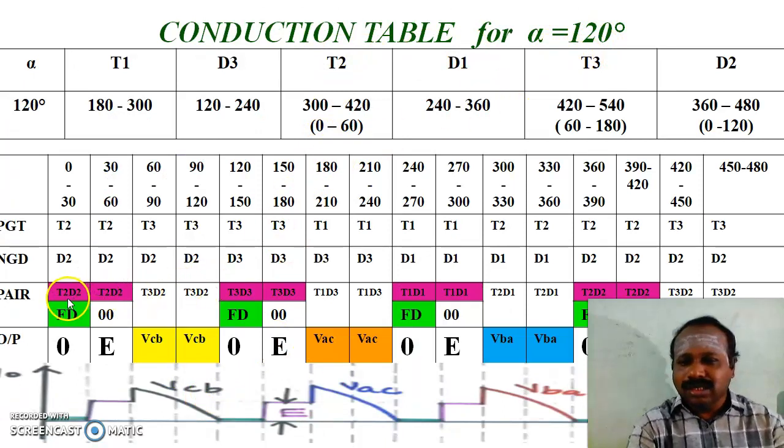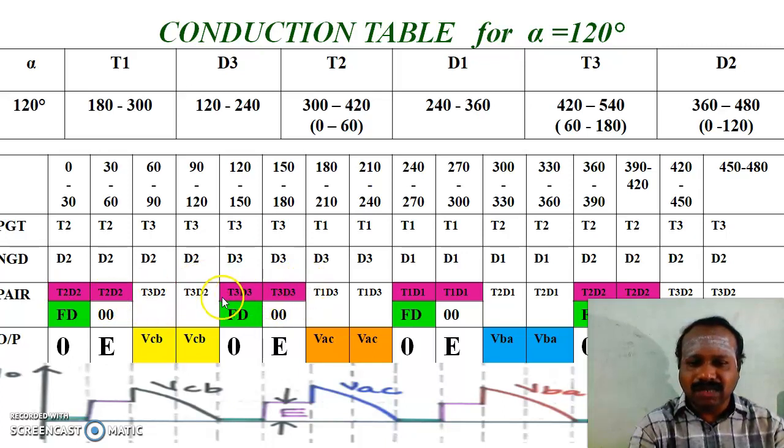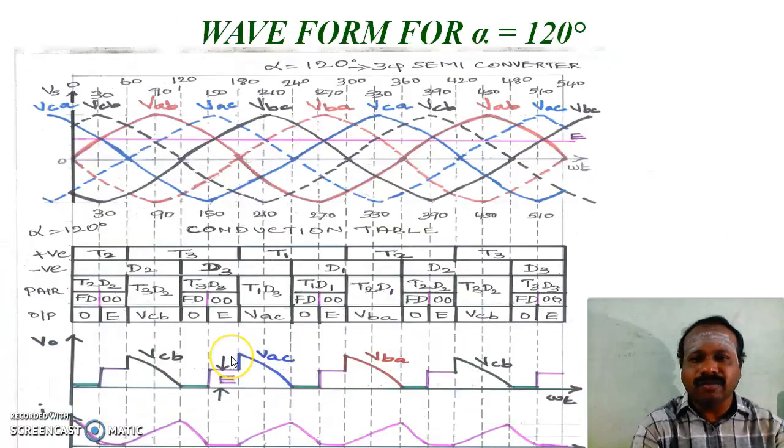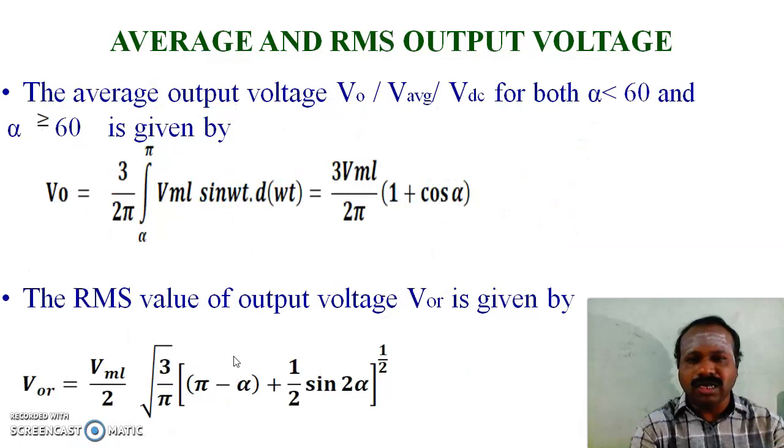So here, the same leg devices T2 D2 conduct for 60 degree, T3 D3 conduct for 60 degree, T1 D1 conduct for 60 degree. But for the first 30 degree, the freewheeling diode starts its conduction. After the first 30 degree, the conduction of the freewheeling diode is limited, and for the next 30 degree, no device will conduct. When no device conducts, the output voltage is E. When the freewheeling diode conducts, the output voltage is 0. It is shown in the waveform: where the freewheeling diode conducts, the output voltage is 0, where no device conducts, the output voltage is E. This is the waveform for alpha equal to 120 degree.